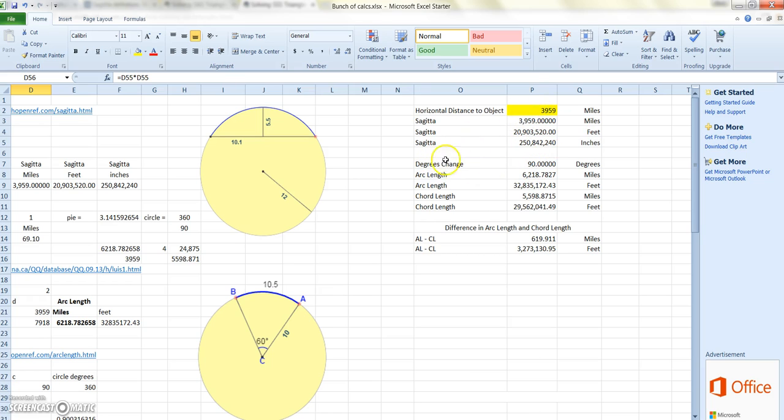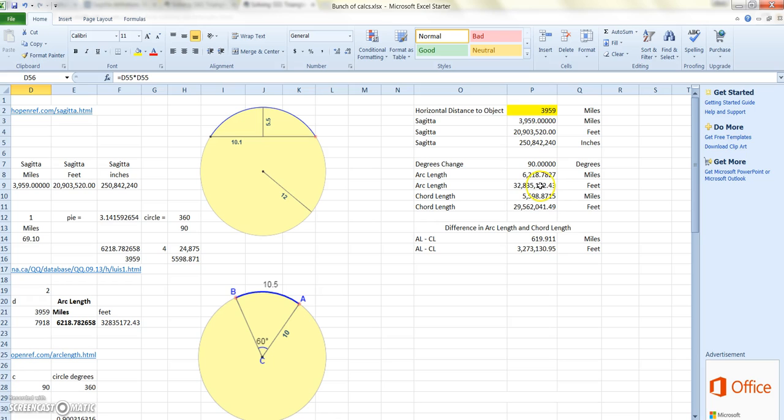My degree change, or my degrees, right here would be 90 degrees. I would have 90 degrees right here. Okay? It would be a 90 degree angle from there to there. My arc length would be 6,218 miles. So my arc length is actually going to be from here looking out, going down to 90 degrees. That'd be my arc length.